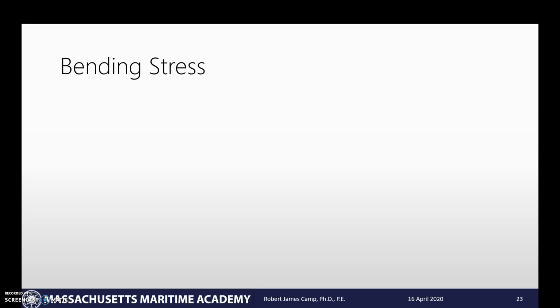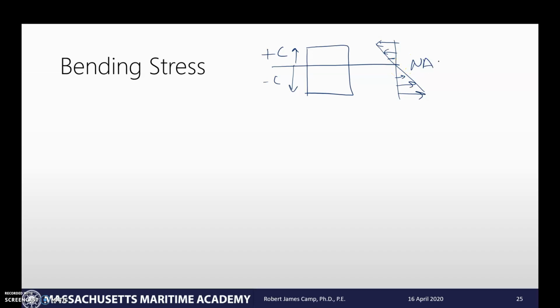So let's continue talking about bending stress. As I look at my cross section here, there's my neutral axis. I have my C value to the bottom surface and my C value to the top surface. As we're dealing with this, the top was in compression, the bottom was in tension. So this is our neutral axis, compression, tension.